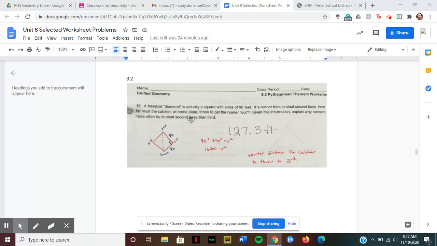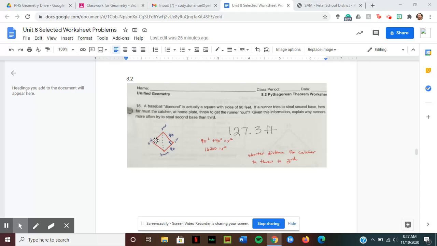Okay, so we start out by drawing our picture. Okay, so we've got our picture right here of our baseball diamond, which again is a square technically. So we know that it's going to be 90 feet. I wrote in a few of the 90 feet sides. And I also drew a dotted line to show the path that the catcher is going to have to throw to second base.